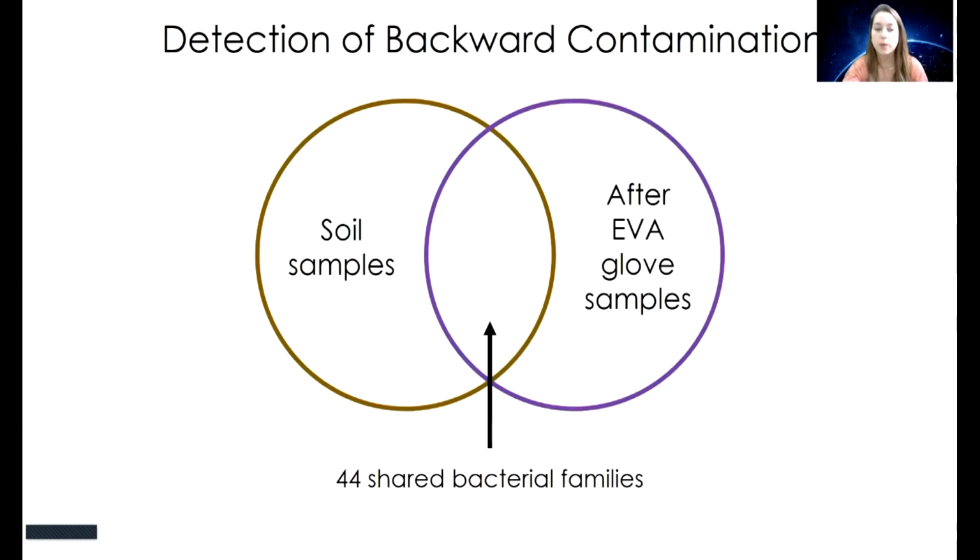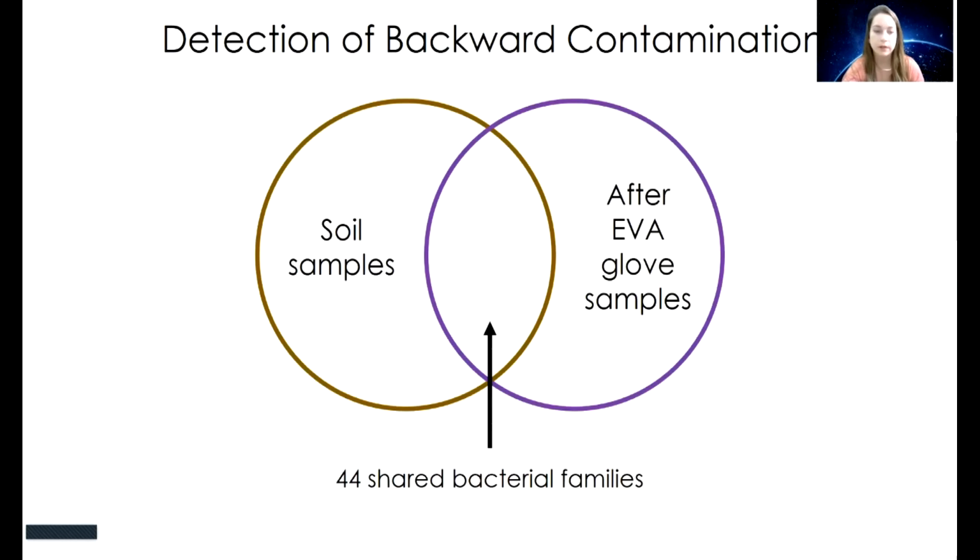To detect the most probable candidates for backward contamination, genera detected from after-EVA gloves were cross-referenced with those detected in the soil samples. After that intersection, we got 44 genera that were shared between both sample types, meaning that 44 genera were carried from the environment into the habitat.